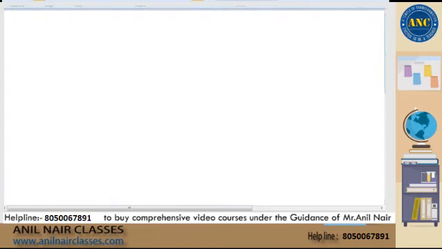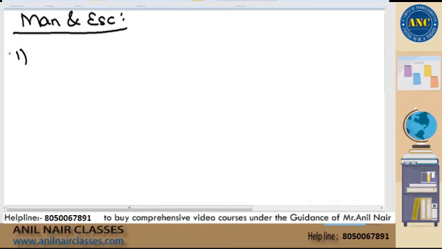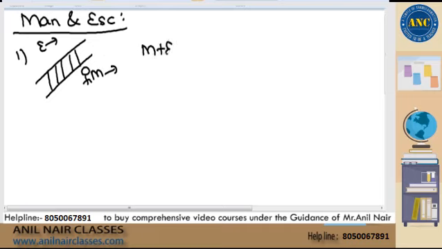Now see here. Same logic, sir. Man and escalators. Similar kind of question, similar understanding. Suppose this is the escalator. Escalator is moving up with a speed of E. Man is also trying to move up with a speed of M. Man and escalators are exactly the same as boats and stream. The speed is M plus E.